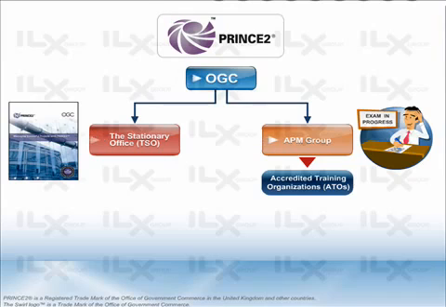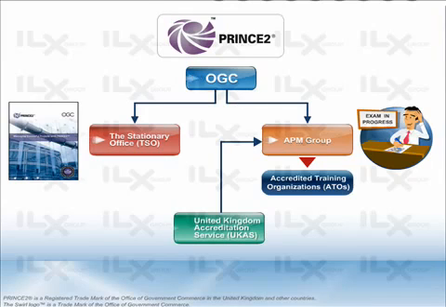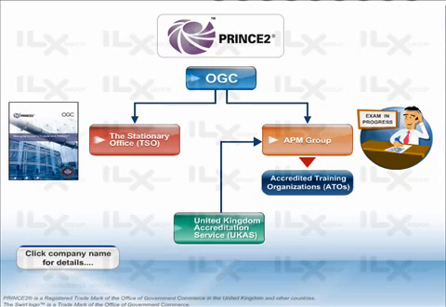A higher level of accreditation is provided by UKAS, the United Kingdom Accreditation Service. They audit the procedures of the APM Group to verify that they meet the standards expected of a professional accrediting body. There is a well-established user group for companies and individuals that use PRINCE2, or any of the other OGC-inspired best practice approaches, such as Managing Successful Programmes and Management of Risk. Contact details of all of these organisations can be found by clicking on their respective names.